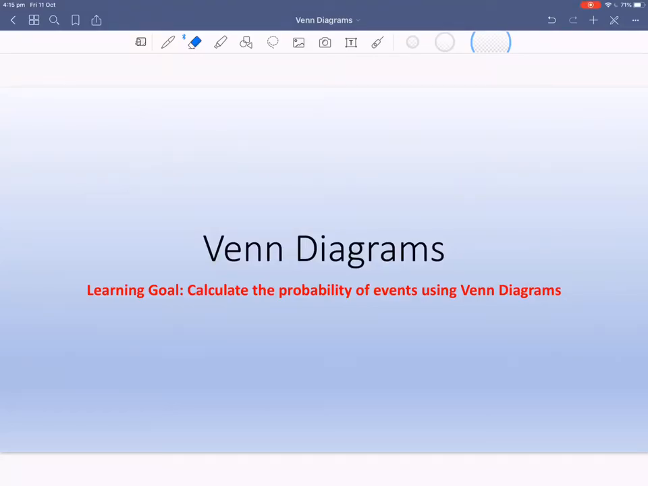This lesson is all about Venn diagrams. If you haven't heard what a Venn diagram is, I'll show you very soon what a Venn diagram is. But we're going to use them to calculate the probability of events. Obviously, these things are called Venn diagrams. Okay, so write that down, title, learning goal.